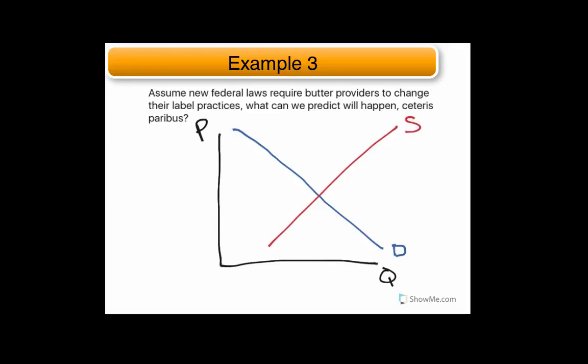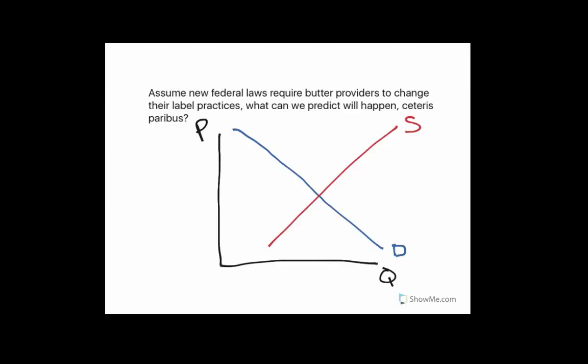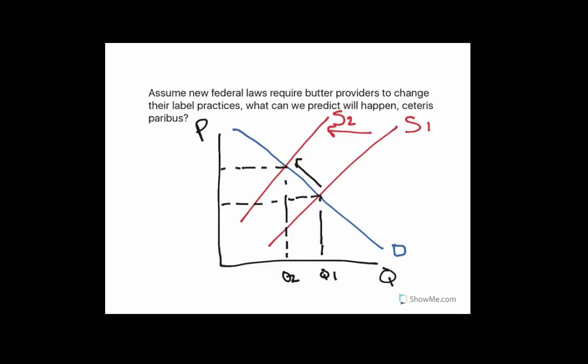Here we have the market for butter, and there's a new federal law that makes them have to change their labeling. They have to relabel all the butter, and this increases their cost of production, which will decrease supply, moving it to the left. What does this mean for quantity and price? We were here, and then we moved to here. So quantity goes down and price goes up.